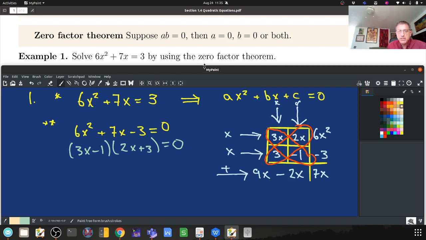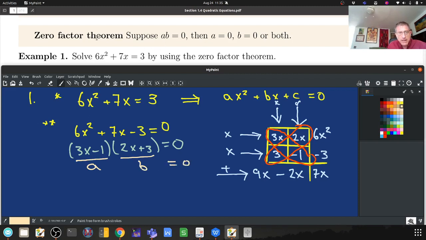I will post a video that I use for my intermediate algebra, and if you want to know this method, you can review it. If not, factor however you know. But now I'm ready to use my zero factor theorem, because if I call this factor A and this factor B, I have A times B is equal to 0.